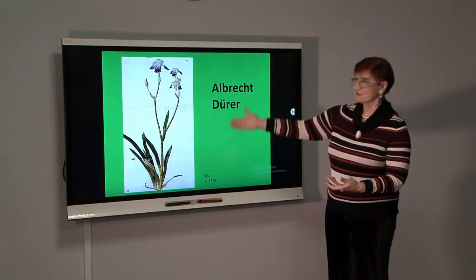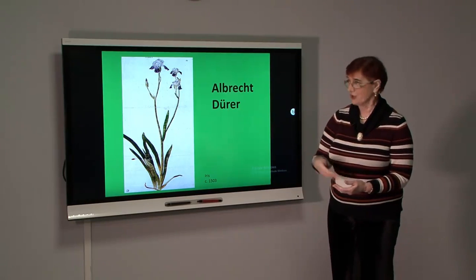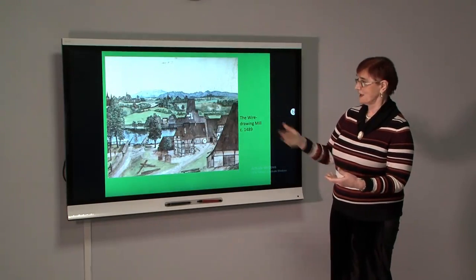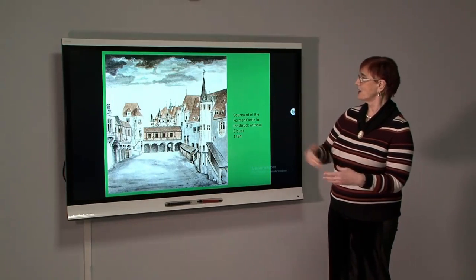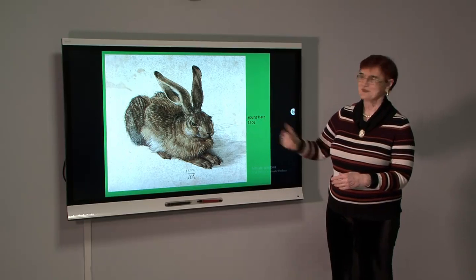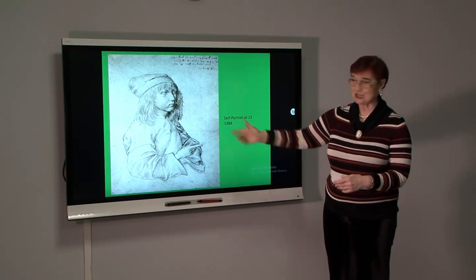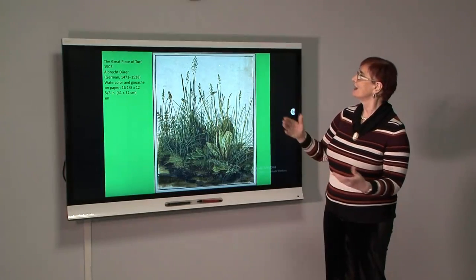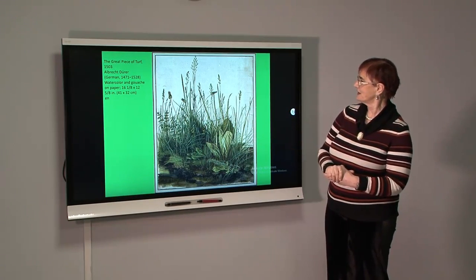Okay, next picture. And again, this picture is painted by Albrecht Dürer. Please, next one. Again, a portrait of a young man, a country yard, and his famous hair. Okay, a self-portrait when he was 13. And the Great Piece of Turf. Yes, it is very beautiful.